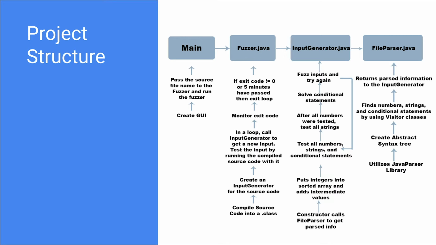So here's a diagram that represents the workflow of our implementation of a white box fuzzer. The main file calls the fuzzer, which calls the input generator that uses the information gathered by the file parser. The fuzzer is what actually tests the source code and uses the generated inputs from the input generator. The input generator uses all the integers, doubles, and strings gathered by the visitors from the Java parser library to generate inputs. This is executed until an input that causes a crash is found or the time constraint of 5 minutes has passed. We are now going to explain briefly how our fuzzer solves a certain code snippet, and then we are actually going to get to see the fuzzer solve it.